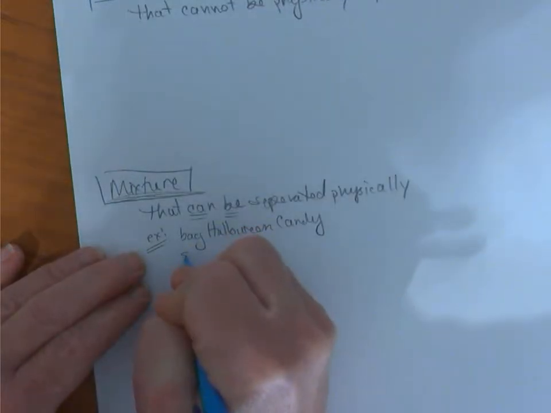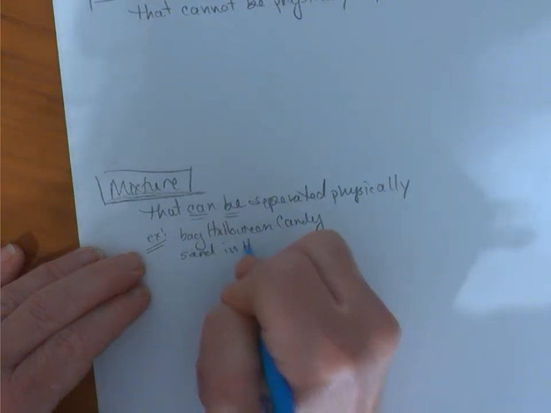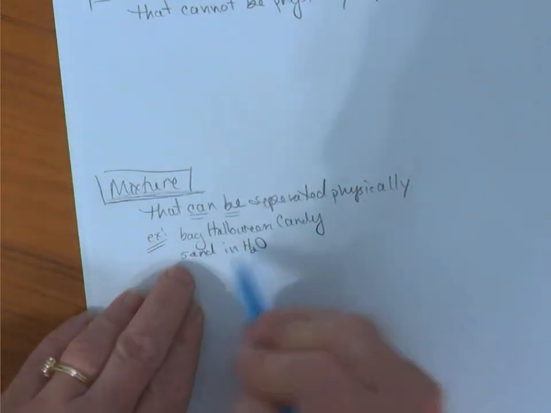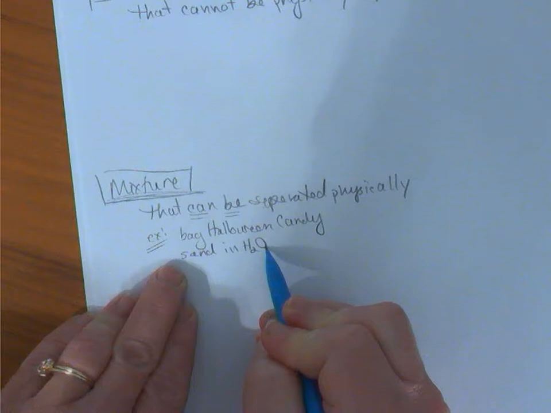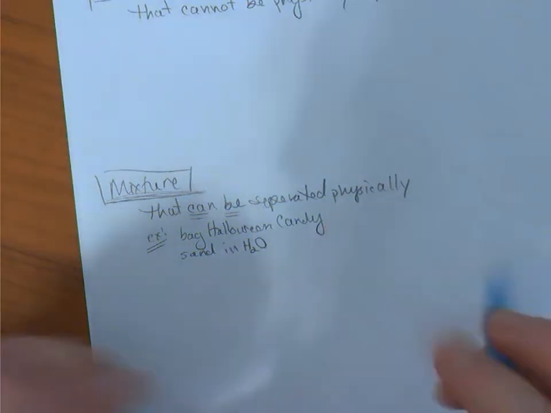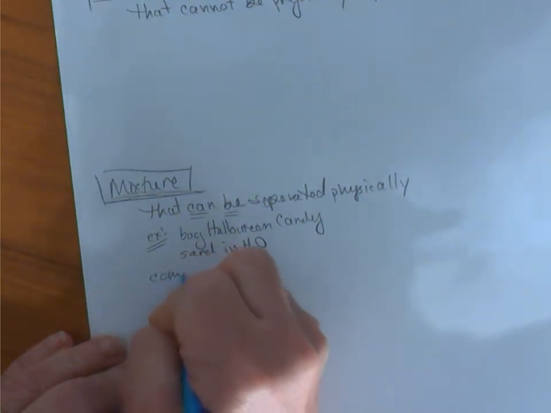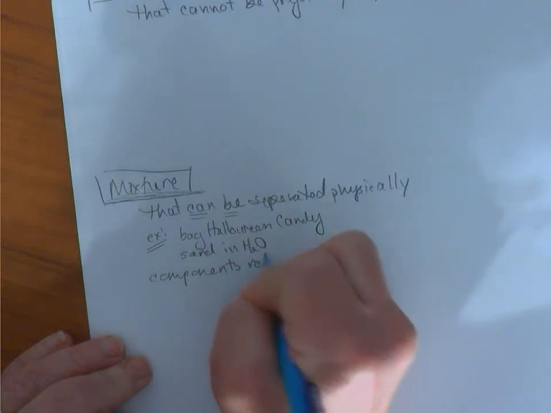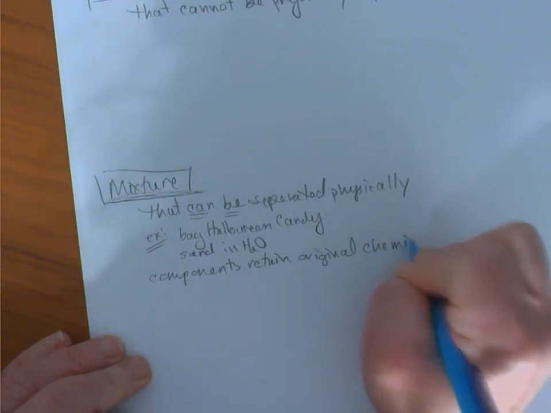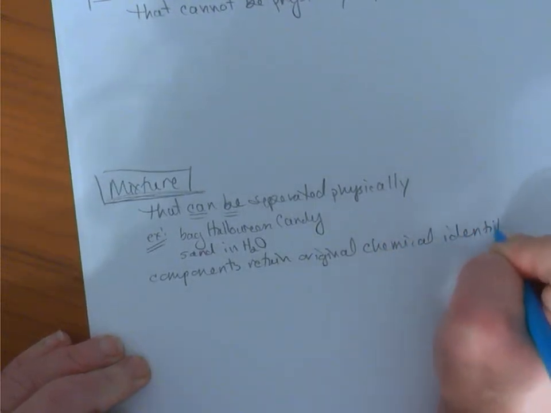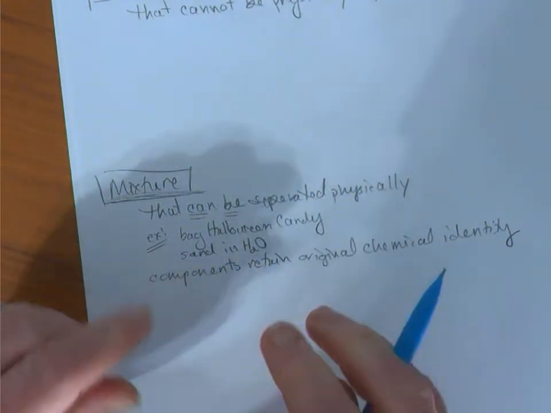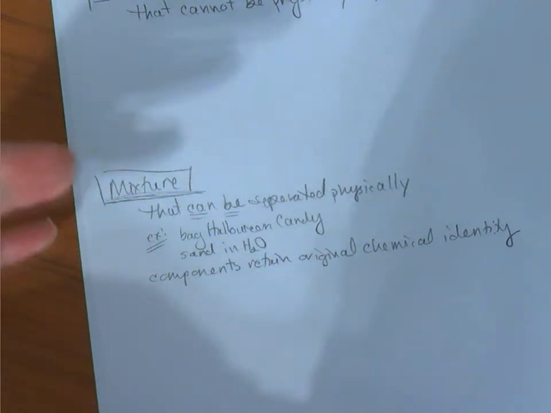Another example is sand in water. Now, you know that you can run this through a coffee filter or a paper filter and separate easily the sand from the water. They are physical combinations. They can be physically separated. But also, the components of the mixture retain their original chemical identity. Even though the sand and the water molecules are right next to each other, that doesn't mean they transform and you no longer have sand or you no longer have water.